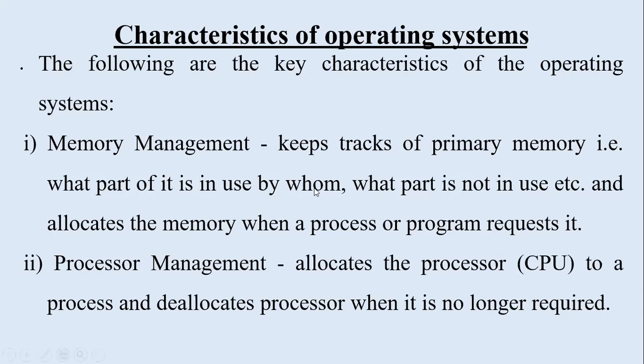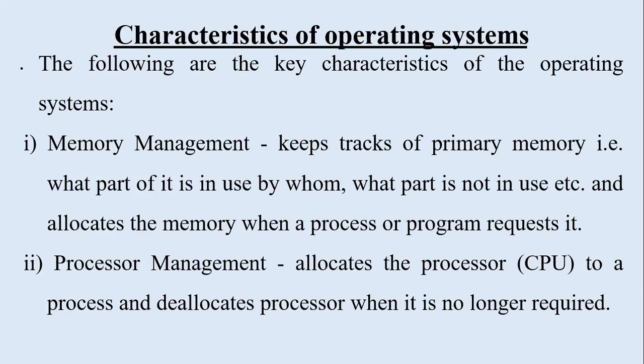So what are the characteristics of operating systems? The following are the key characteristics of operating systems. Number one, memory management. Operating systems keep track of primary memory, that is, which part of it is in use by whom, what part is not in use, etc., and it also allocates the memory when a process or a program requests it.